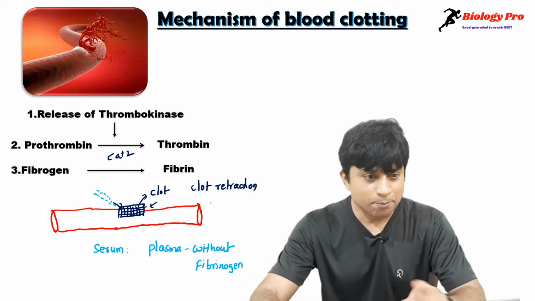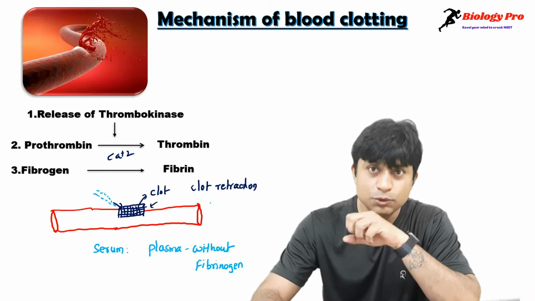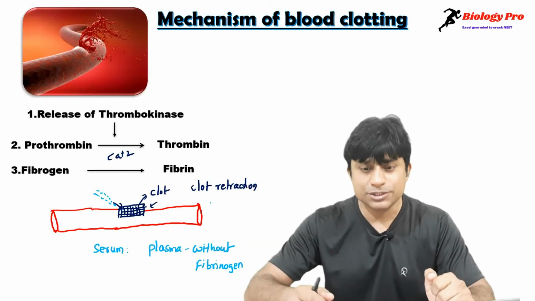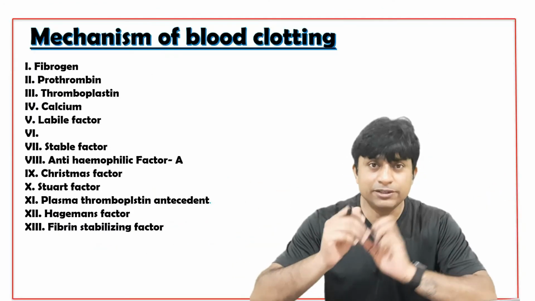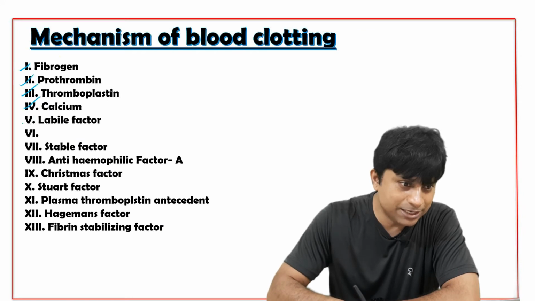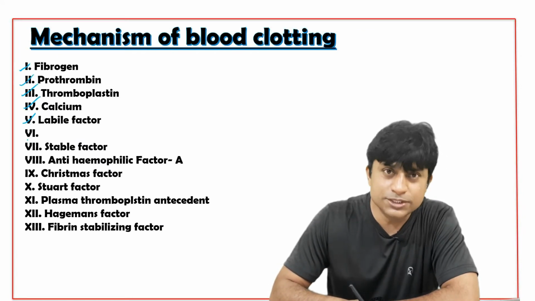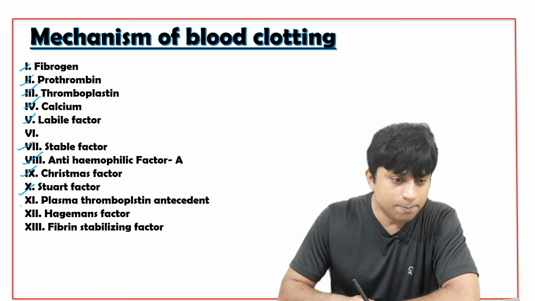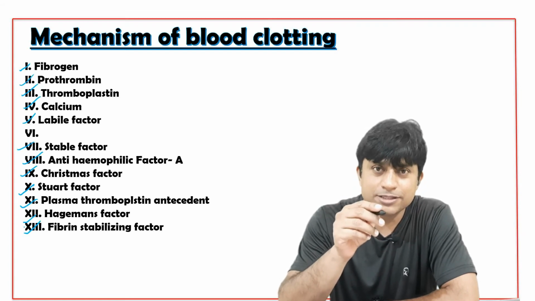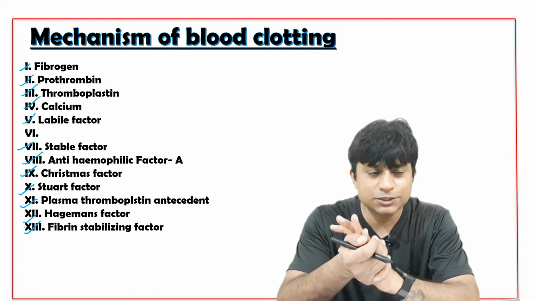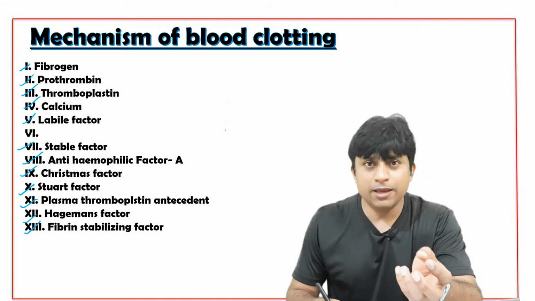Now I said the mechanism of the formation of thrombokinase involves different factors, and they all act in linked enzymatic reactions. These are 13 different factors: fibrinogen, prothrombin, thromboplastin, calcium, labile factor. The fifth factor is omitted; it has no significance in clotting of blood. Then stable factor, antihemophilic factor, Christmas factor, Stewart factor, plasma thromboplastin antecedent, Hageman factor, and fibrin stabilizing factor. These 13 factors are involved in the cascade, so you have to remember all this. At least try to remember the first 4 factors. Fine.